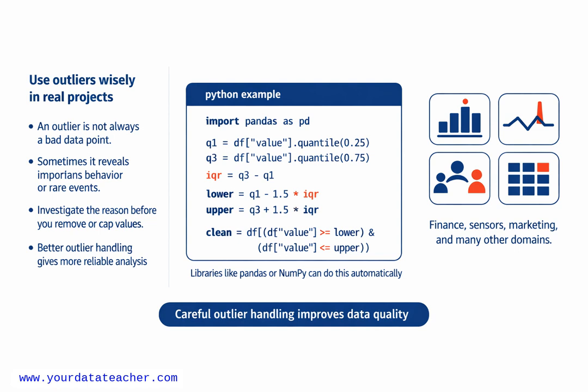additional data sources. On the screen, you see a simple Python example with pandas. With just a few lines of code, you can compute Q1, Q3, the IQR, derive the lower and upper bounds, and then filter your data to keep or inspect points inside or outside those limits. These techniques apply across many domains: financial time series, IoT sensor streams, web and product analytics, customer and marketing data, and more. The more carefully you handle outliers, the more trustworthy and reliable your analysis will be.